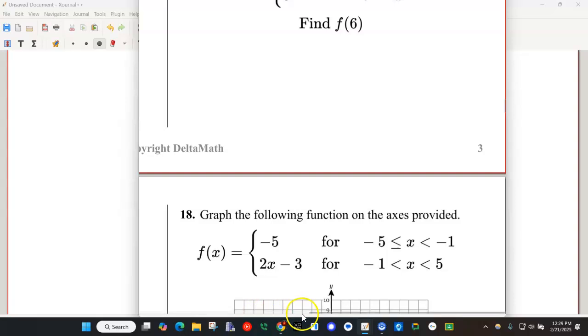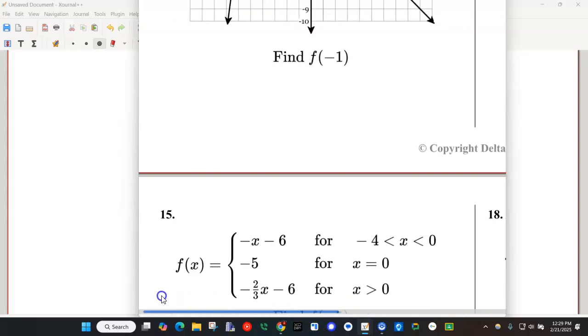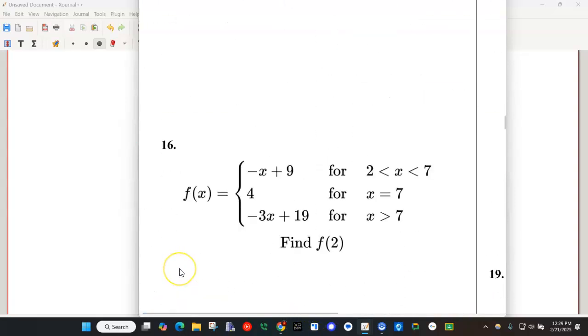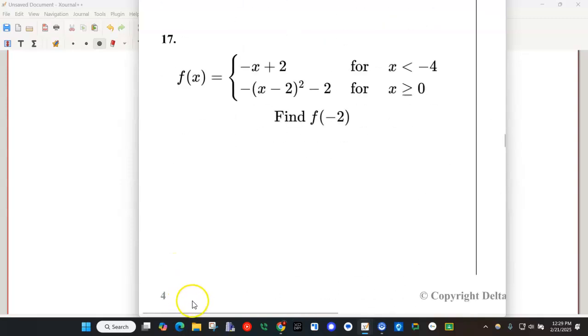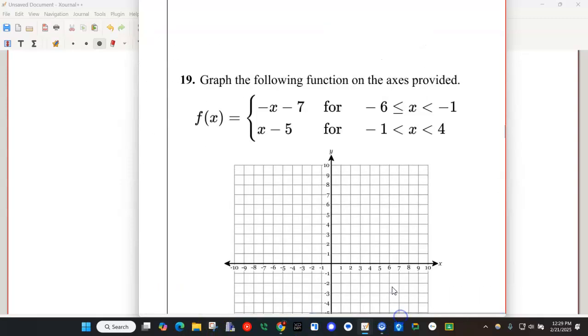And then we're going to stop when we get to, let's see, I think 18. Yeah, when we get to 18, go ahead and stop there, this problem right here.